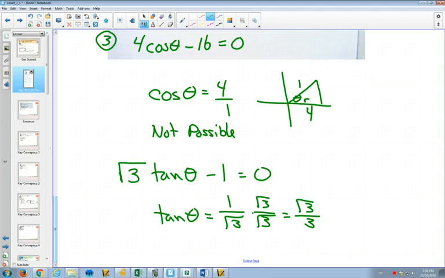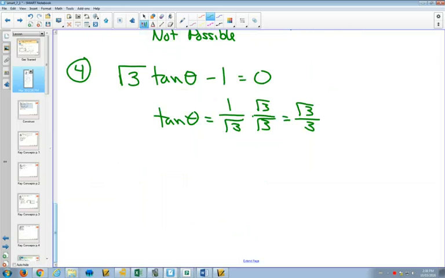So if this is the same as root 3 over 3, oh, this is question number 4. Then we have to think, well, what family is that? That's our pi over 6 family. When is tan positive? Tan is positive in quadrant 1 and in quadrant 3. What's our pi over 6 family member in quadrant 3? 7 pi over 6. One more than the denominator. And then that one would be done.